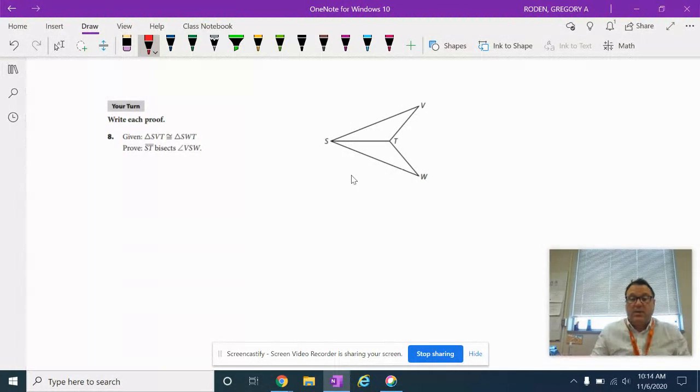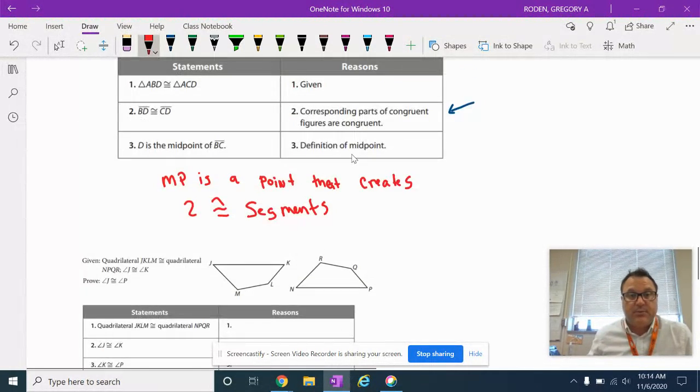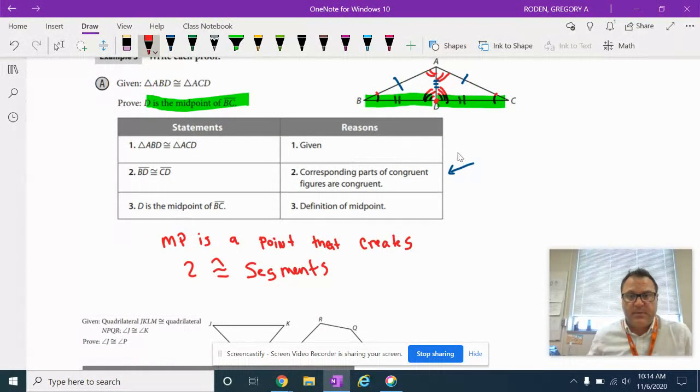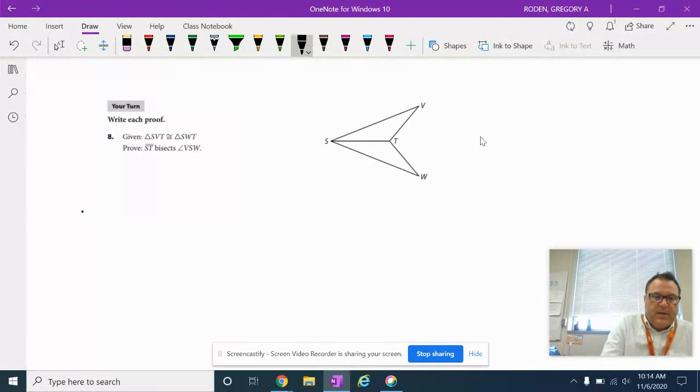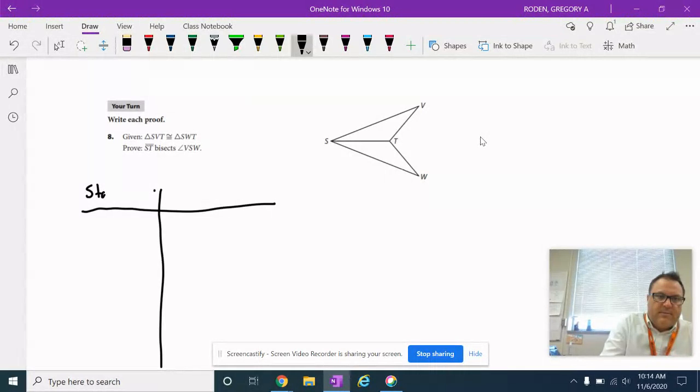Okay? So notice up here when we did this proof, we have statement, reason. This is called a two-column proof. It's the easiest way to do a proof. So we're going to do a two-column proof on this problem right here. So the first thing we're going to do is we're going to do statement, reason. Okay? Now we're going to have a statement, and we're going to have a reason here.